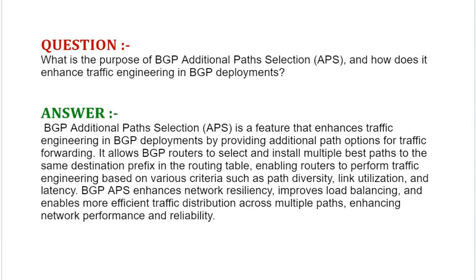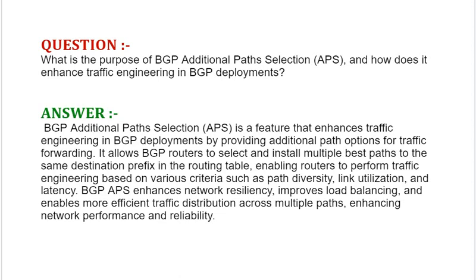Our next interview question is: what is the purpose of BGP Additional Path Selection, APS, and how does it enhance traffic engineering in BGP deployments? Your answer should be: BGP Additional Path Selection, APS, is a feature that enhances traffic engineering in BGP deployments by providing additional path options for traffic forwarding.